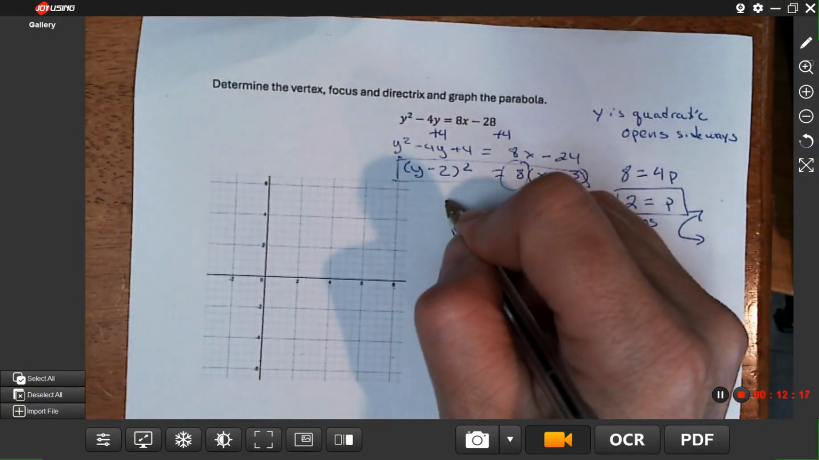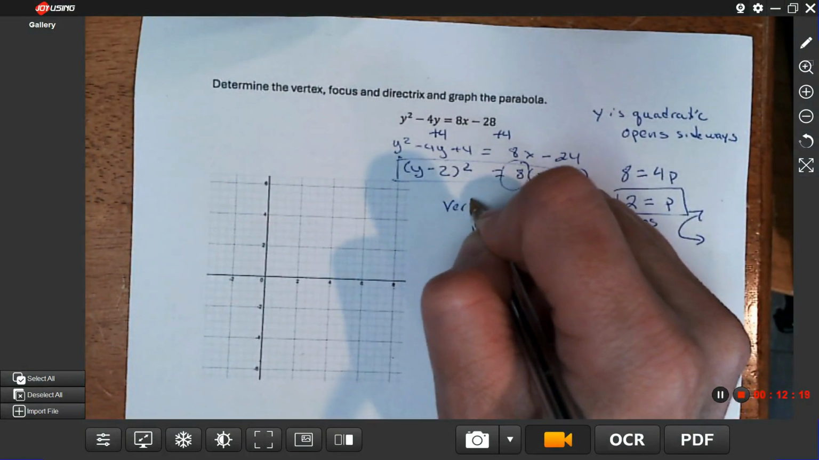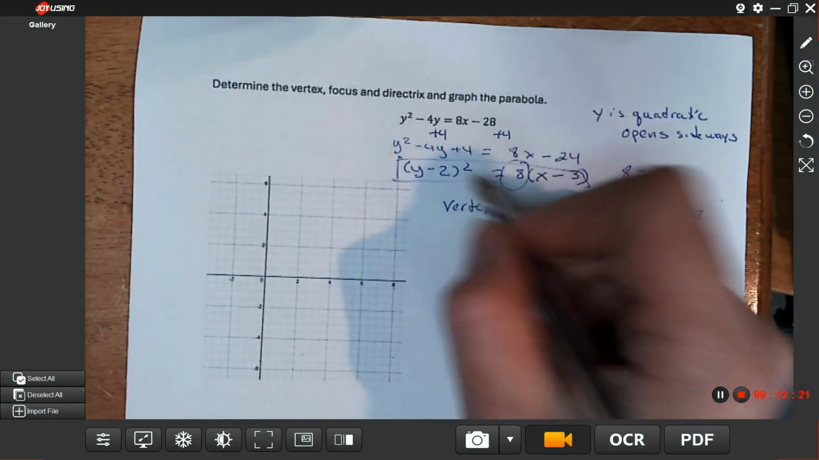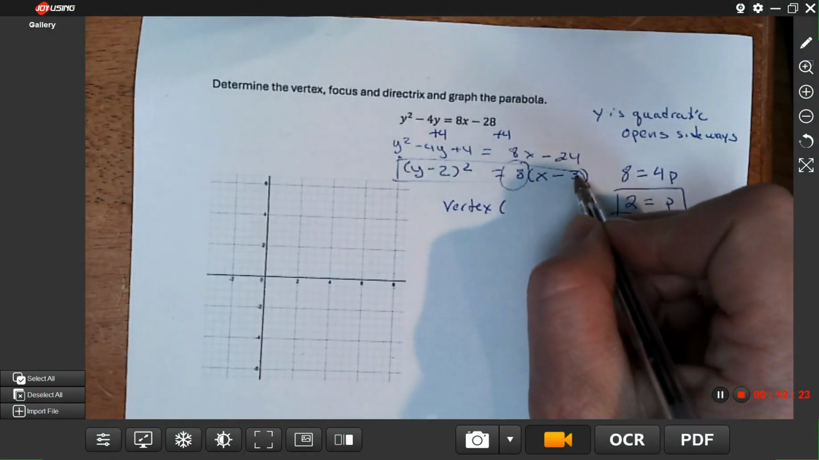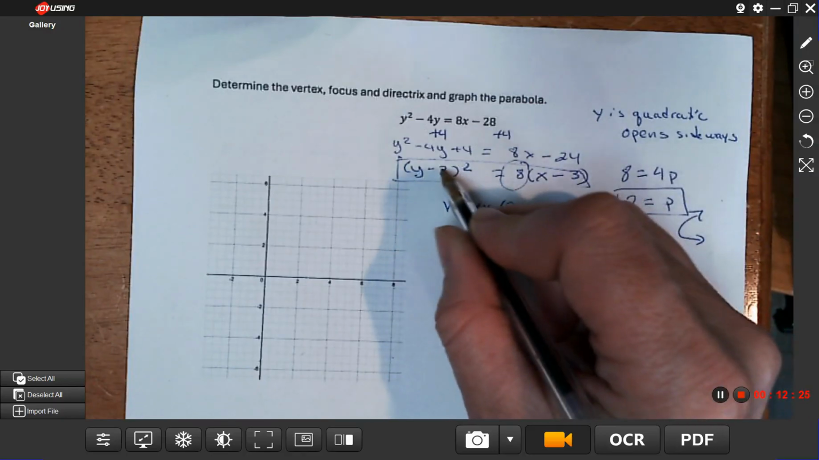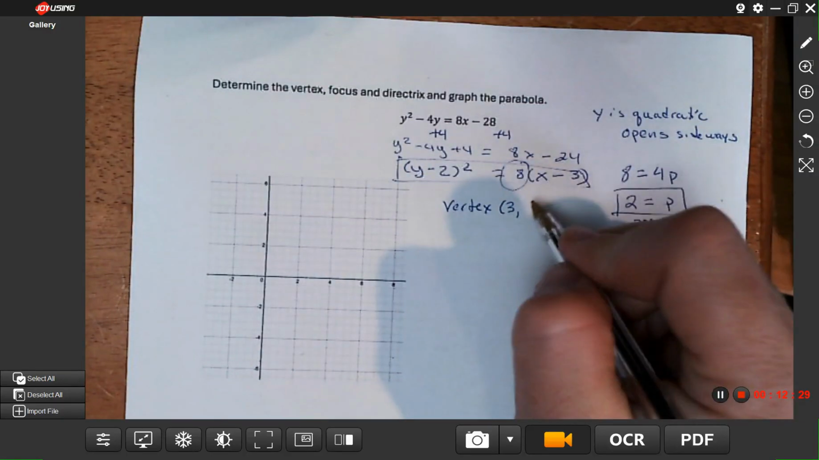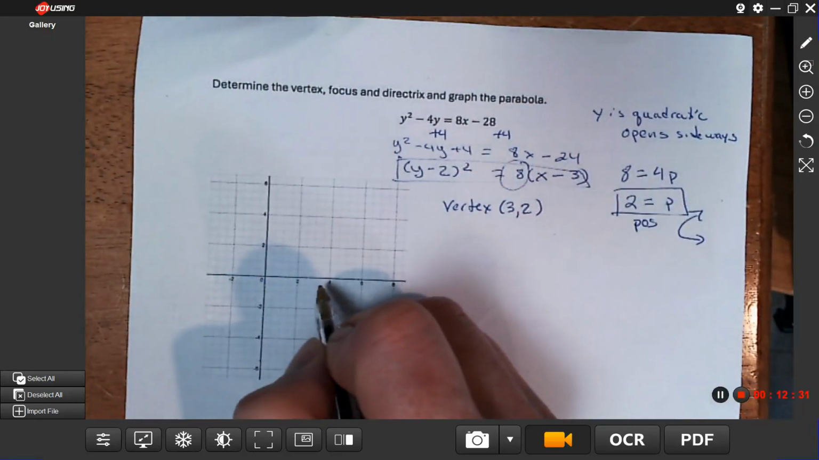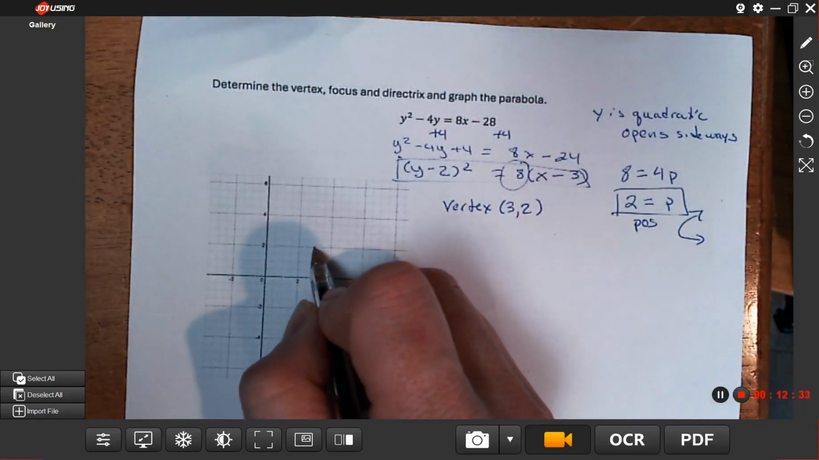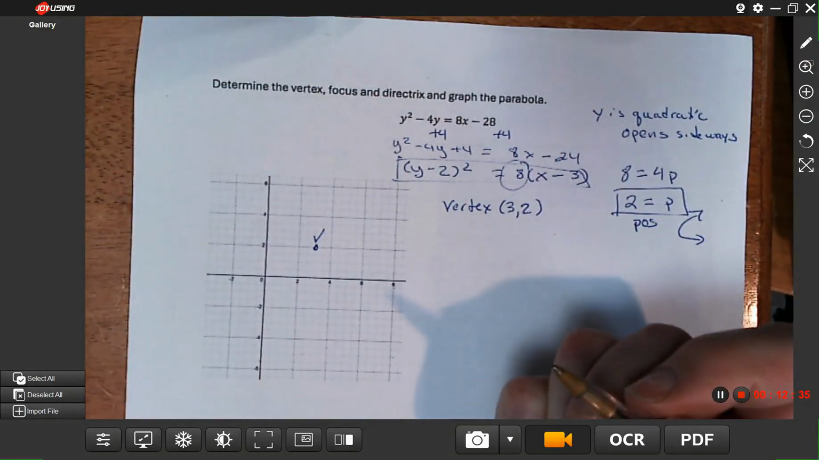So let's write down the things we know. We know the vertex is (3, 2), opposite sign. Notice the x-coordinate is with the x and the y-coordinate's with the y. So 3, 2. So the vertex is (3, 2). I'm going to label it with a V.